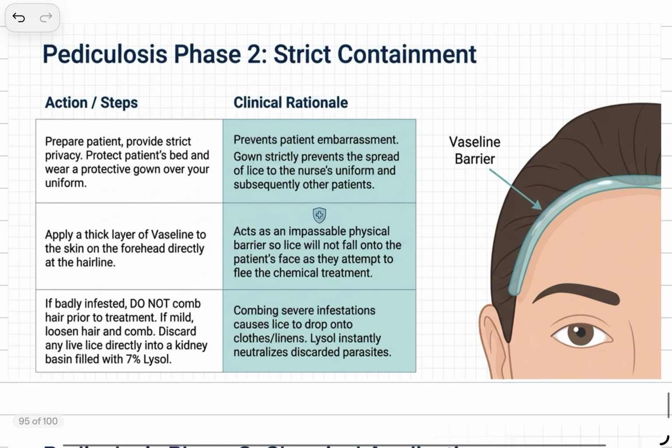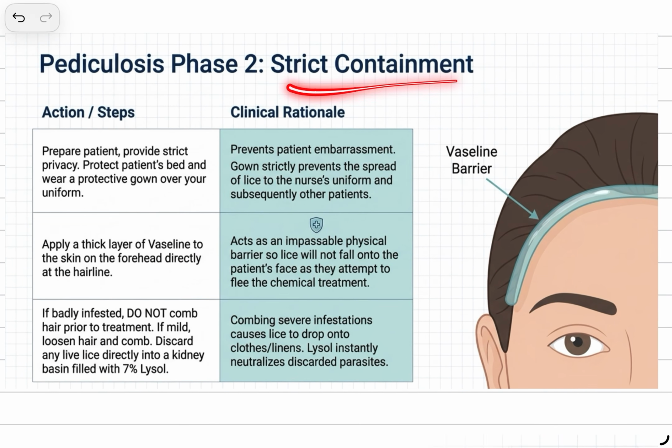Now get into the second one, strict containment. We need to make the barrier. Think of lice as terrorists in the forest, and the forest is your hair. Lice are present in the forest, and we need to kill them in the forest itself. We should not let them enter the Indian border. What do we have to do? We need to apply the barrier here.